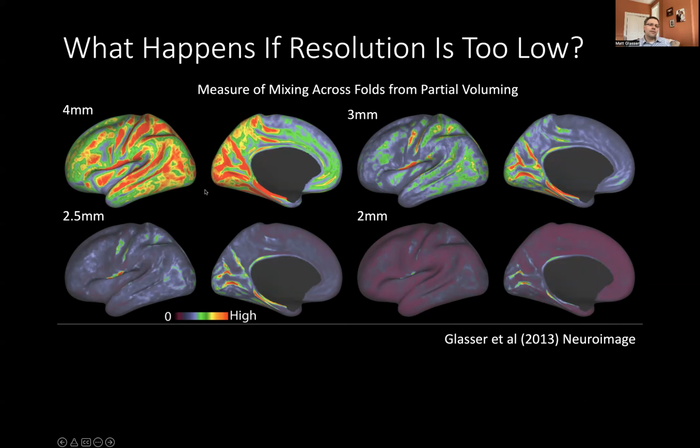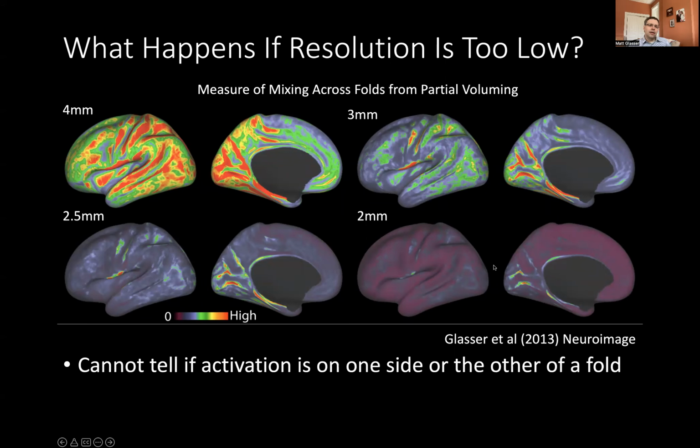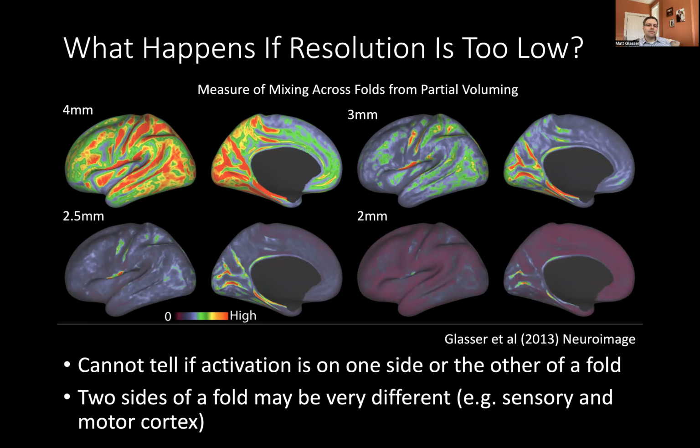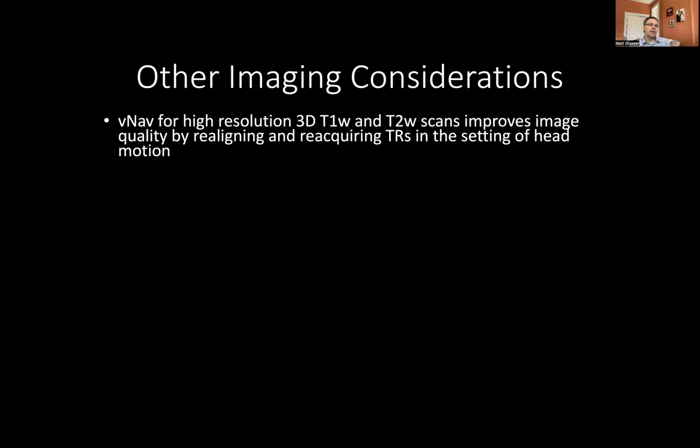So what happens if the resolution is too low? Well, this is a measure of confusion of where signal is coming from across cortical folds and different fMRI resolutions. We can see there's quite a bit of this confusion at 4 or 3 millimeter resolutions, but at 2.5, it's decreased quite a bit, and at 2, it's pretty much non-existent. So if our resolution is too low, it can be hard to tell if an activation is on one side or the other of a fold, and the two sides of a fold may be very different in terms of sensory and motor cortex.